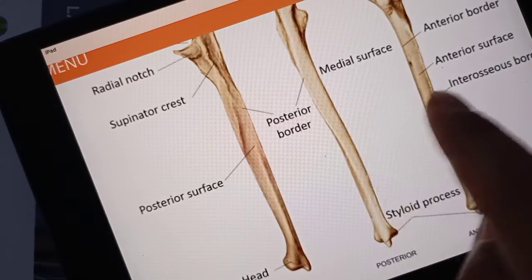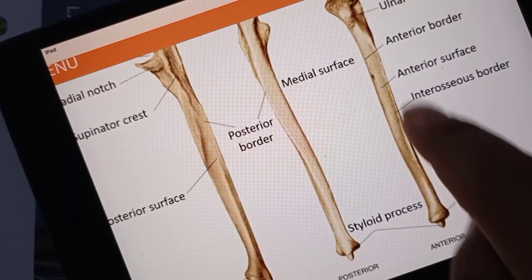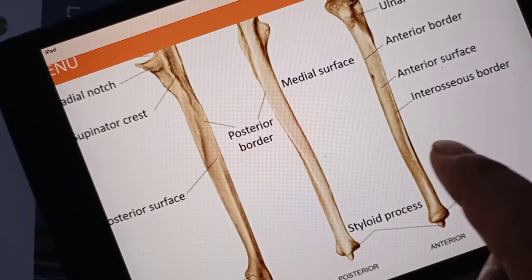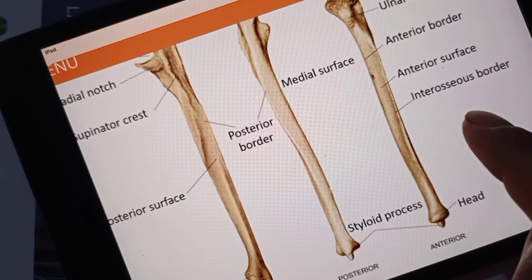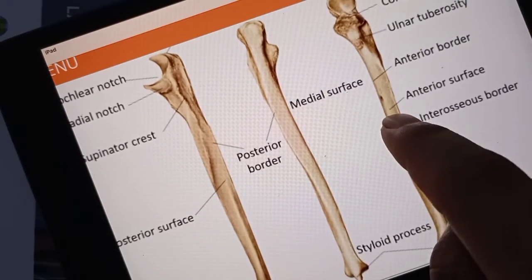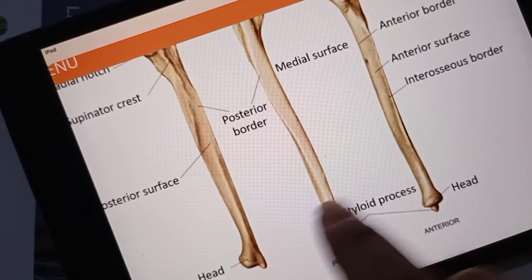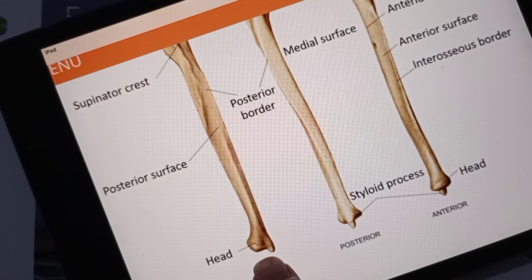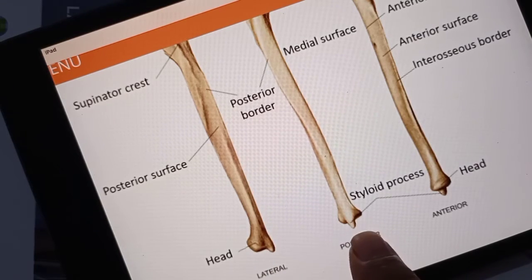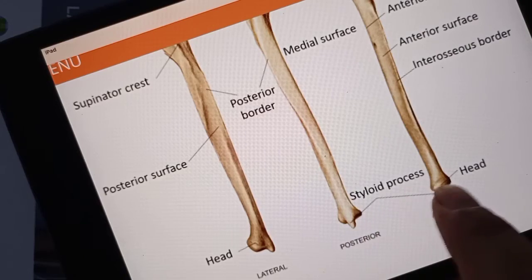There are three borders and three surfaces. The sharpest border is called the interosseous border, and from this we can determine to which side of the body this bone belongs. And distally, the head of the ulna is located, and it has a small projection which is called the styloid process.